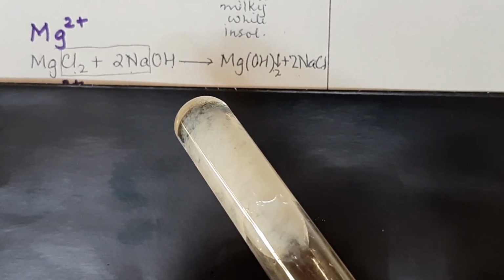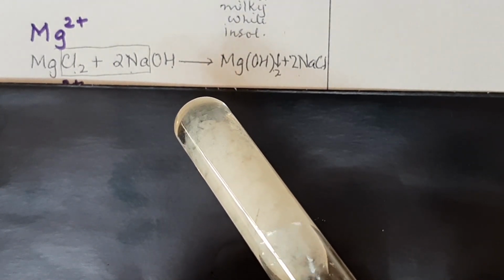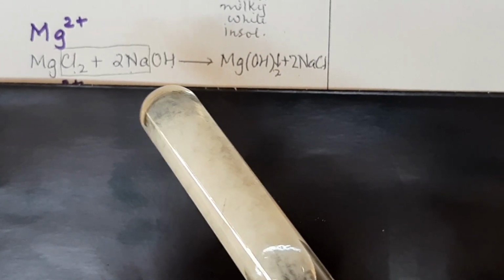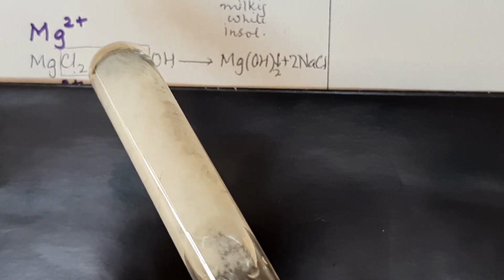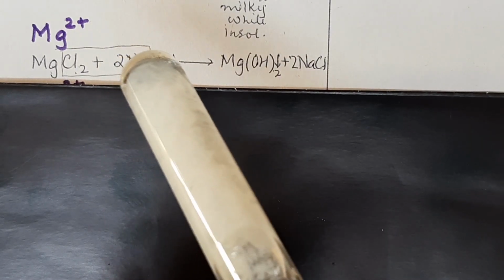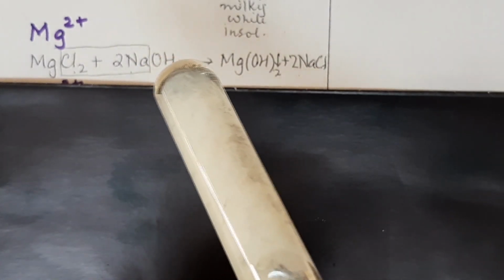Now I am adding excess of NaOH and let us see what happens. The precipitate is not dissolving, so it is insoluble in excess, as you can see, and this is a dull white precipitate of Mg(OH)2, which is insoluble in excess.